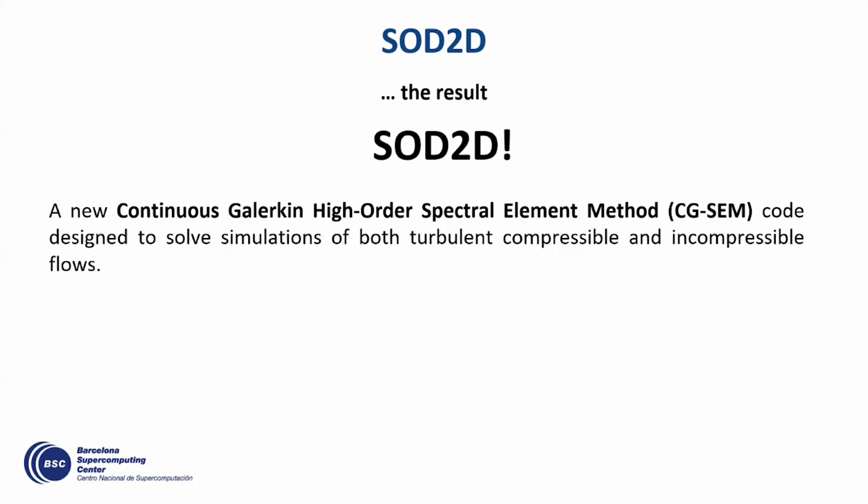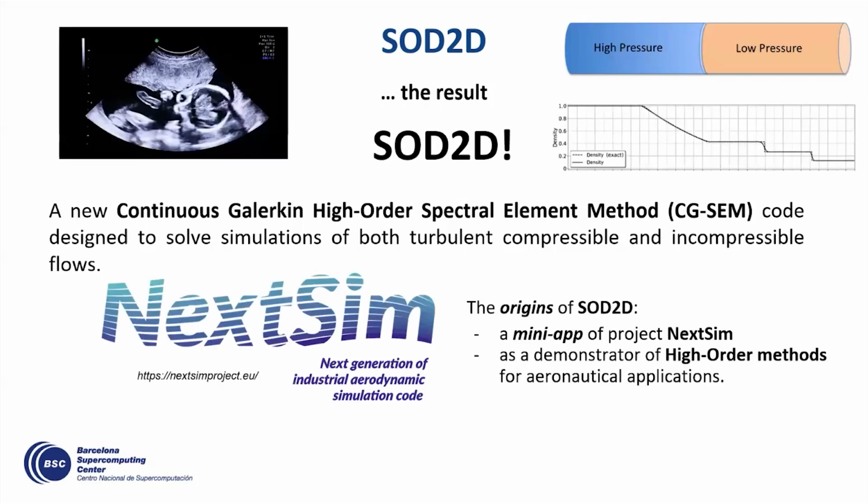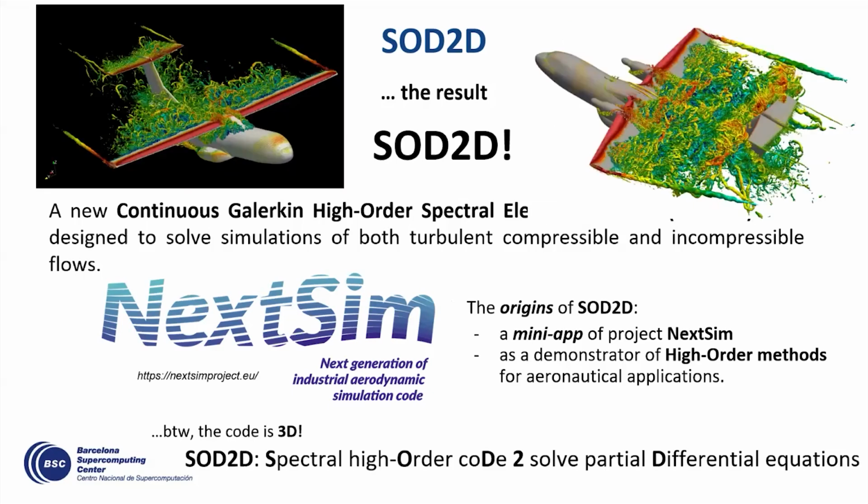So the result was SOD2D, a continuous Galerkin high-order spectral element method code that can solve turbulent, compressible, and incompressible flows. When SOD2D was born, when it was a baby, it was born as a mini app of the European project NextSim as a demonstrator of high-order methods for aeronautical applications. And basically it was a code to solve the SOD shock tube in a 2D domain. But now that it's a teenager, it can do more cool stuff and it can solve 3D simulations.